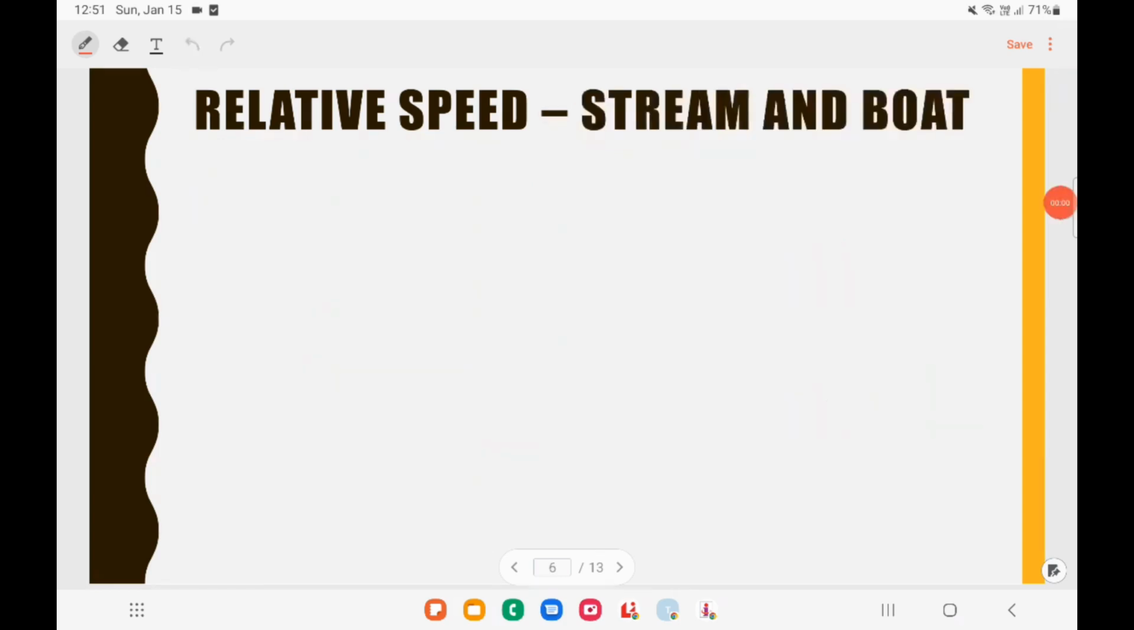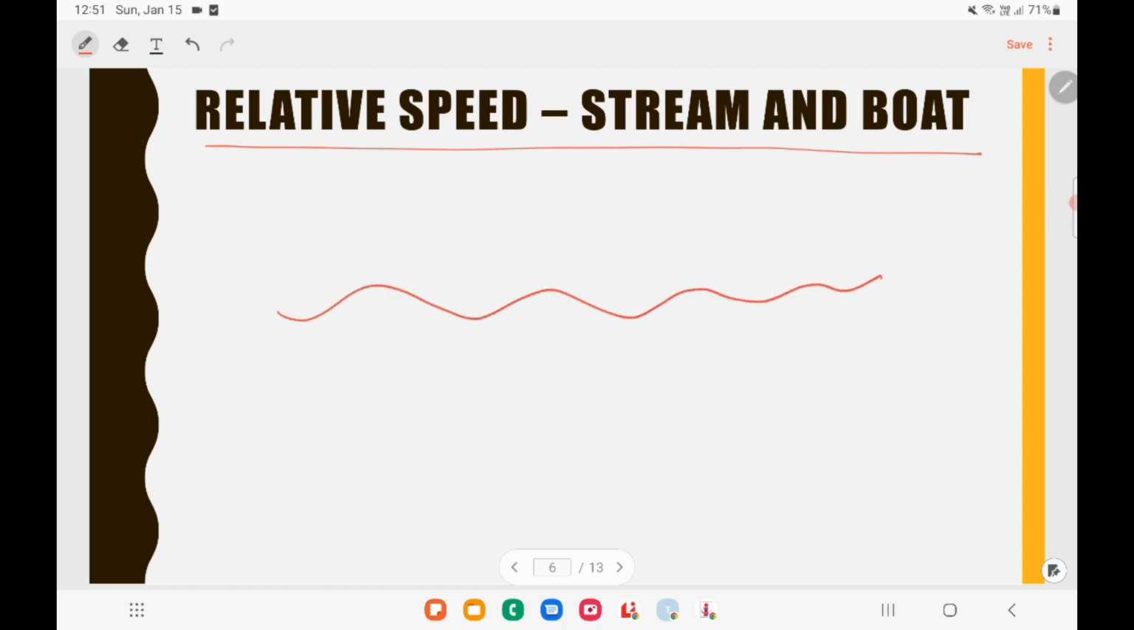Okay. So now let us look into the concepts of our questions from stream and boat. So let's say there is a stream like this, that is a river or a stream, and it's flowing in this direction with the velocity s. So the velocity of stream is s, and we have a boat here. It is moving in this direction with velocity b. Let's say the velocity of boat is b.